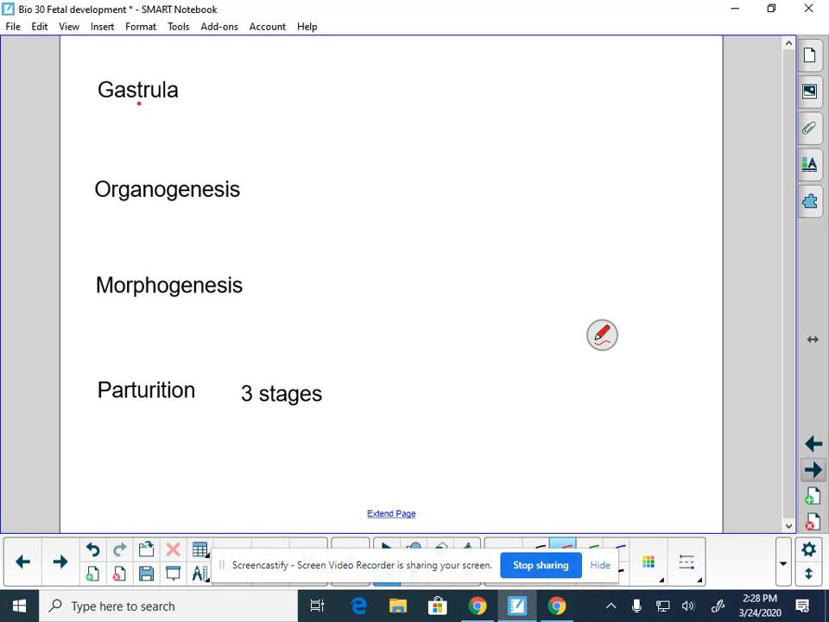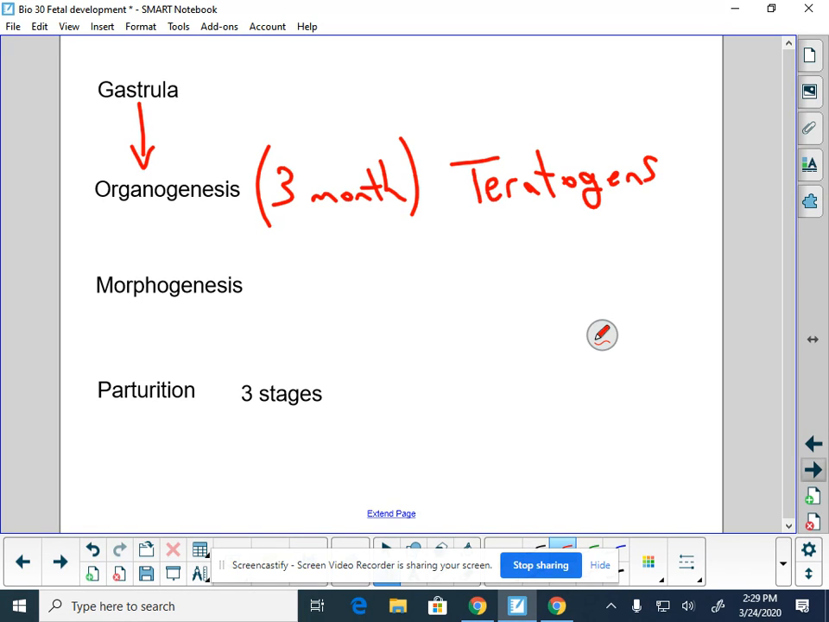From the gastrula stage, the next stage is called organogenesis. This gets us up to about the 3-month stage of gestation for humans. And by the end of the 3-month stage, all of the organs are in place. They just need to form bigger and develop, get ready for 6 more months down the line. We also have a term here called teratogens. Another key word that you'll need to look up and answer on the Google Forms at the end.